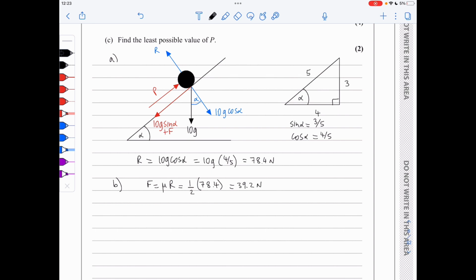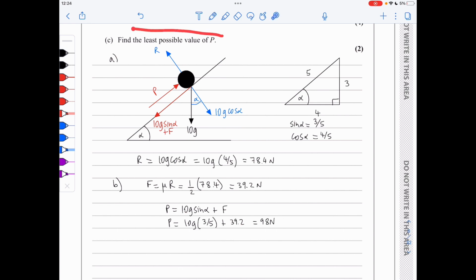And therefore, if I equate the forces acting along the plane, so forces acting upwards along the plane, P is equal to forces acting downwards along the plane, which is 10g sine alpha plus F. So P is 10g sine alpha, where sine alpha is 3 over 5, plus F, which is 39.2. This gives an answer of 98 newtons.